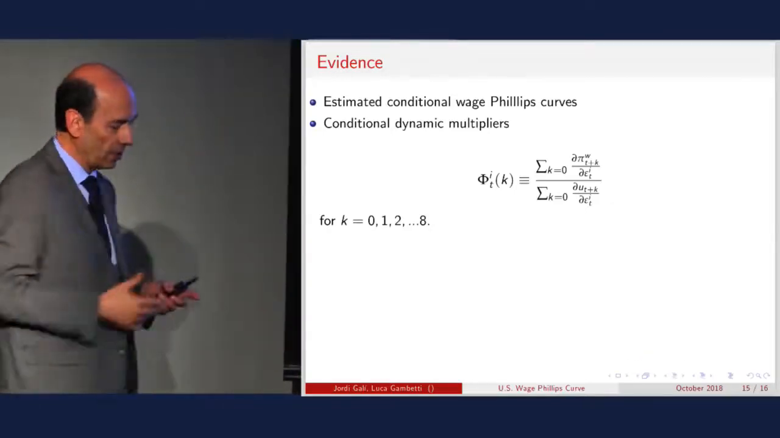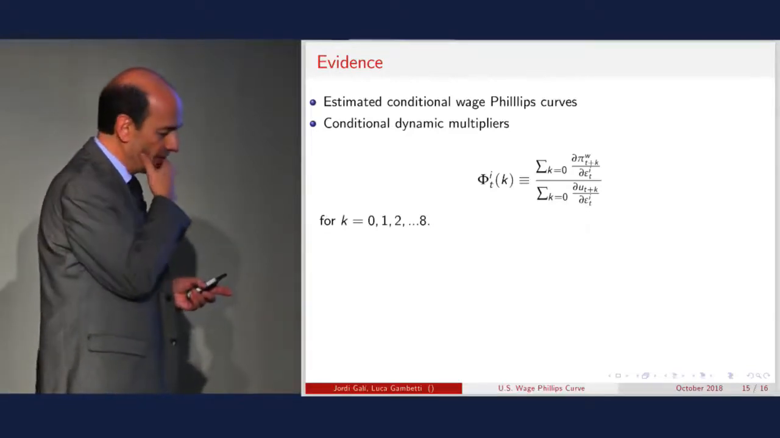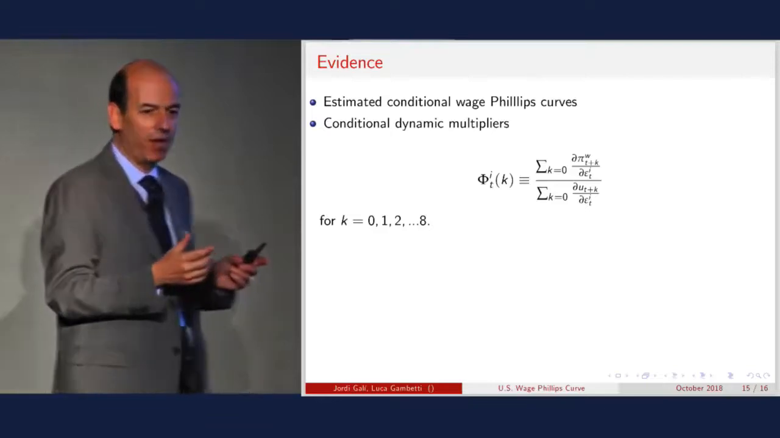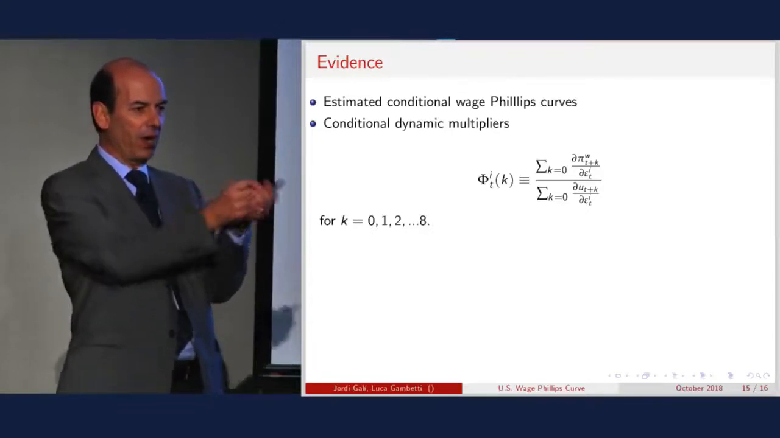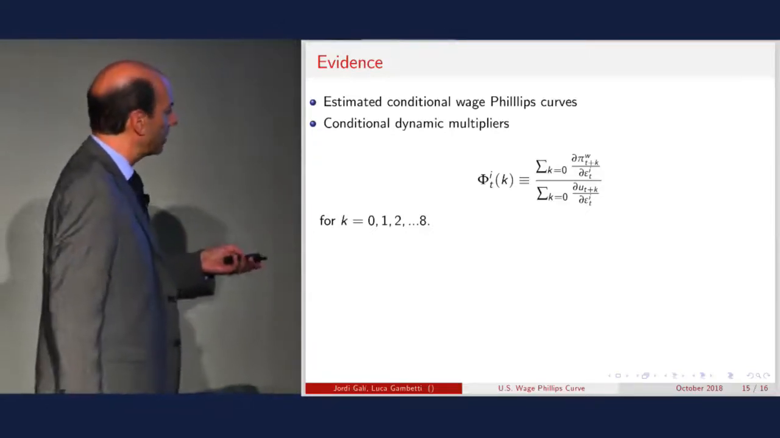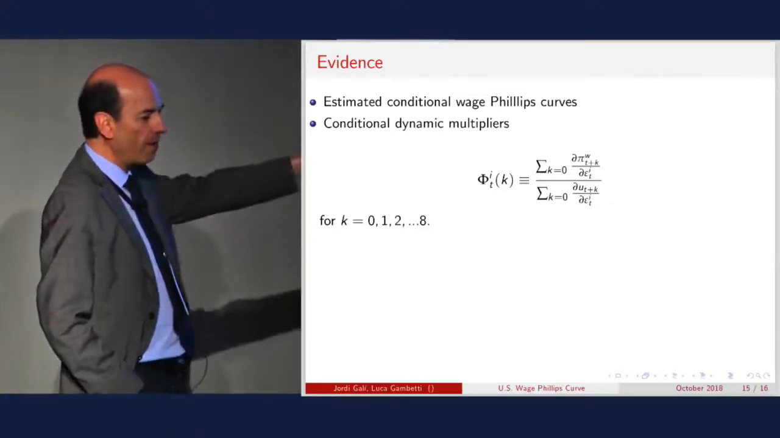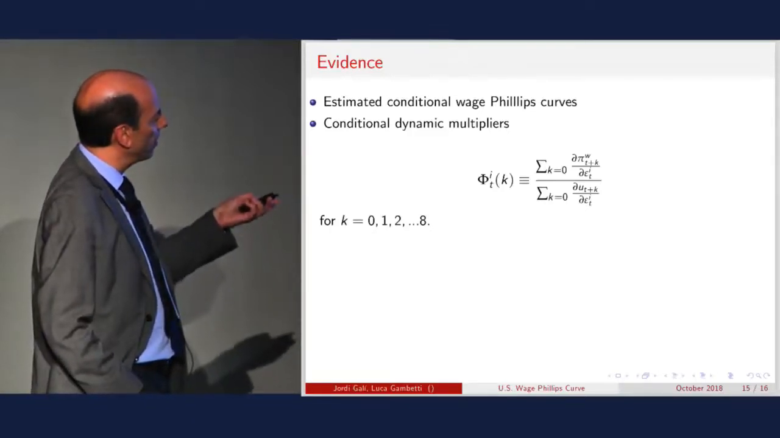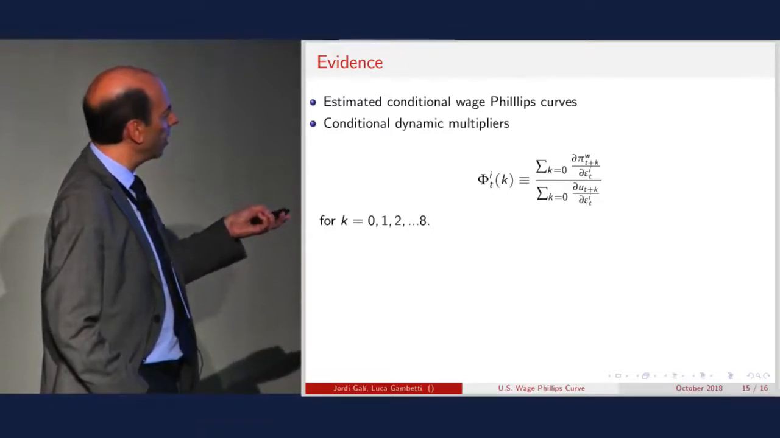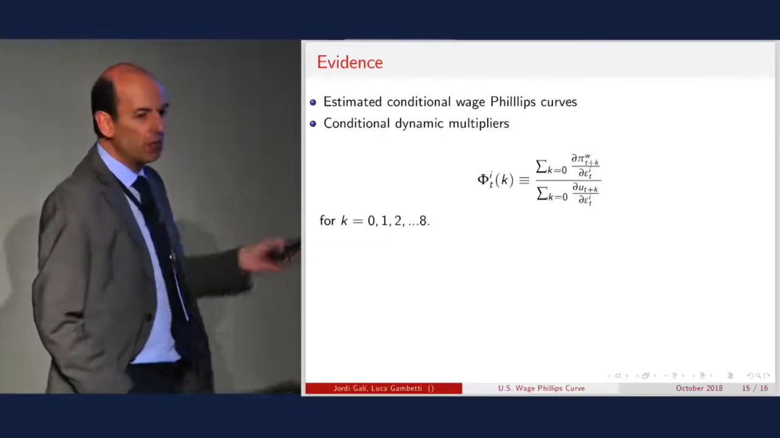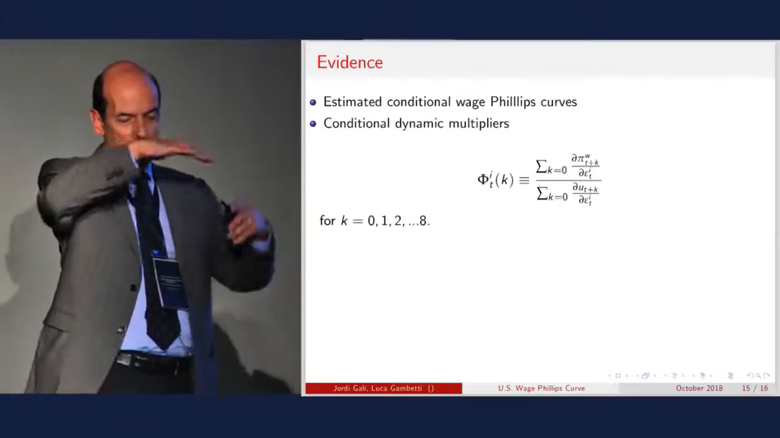And these are what we call the conditional dynamic multipliers, and again, that's similar to what Matteo showed us this morning, but applied to different variables. Here we have the multiplier not between unit labor costs and price inflation, but between the unemployment rate and wage inflation. So it's a ratio of the cumulative sum of impulse responses. In the numerator, you have the cumulative response of wage inflation to a particular structural shock. And in the denominator, you have the cumulative response of the unemployment rate to the same shock. So it's a ratio of the areas under the impulse response.